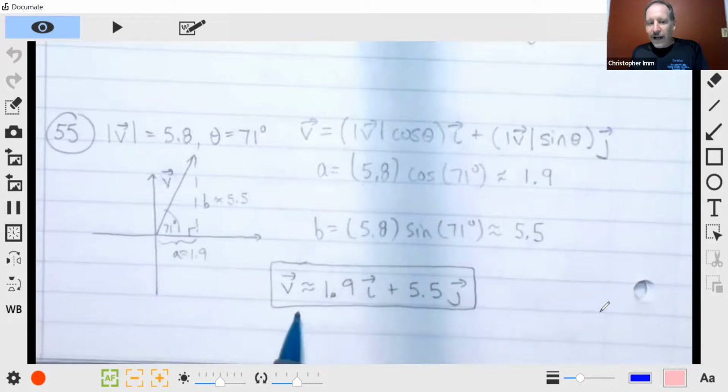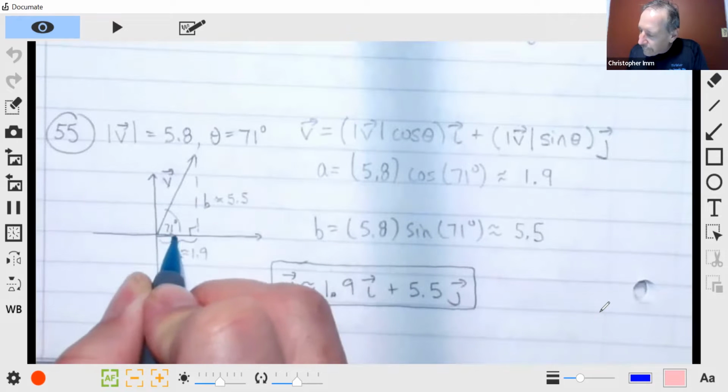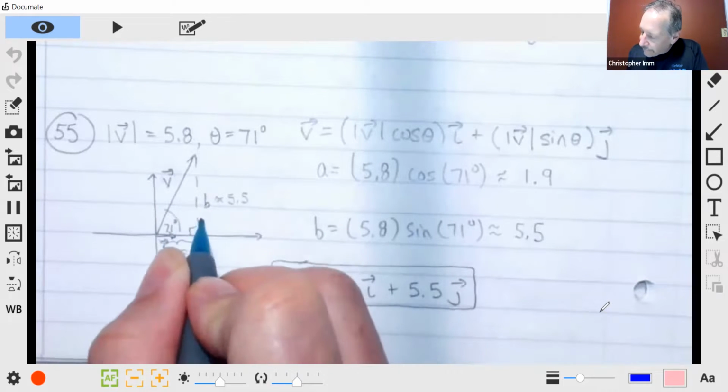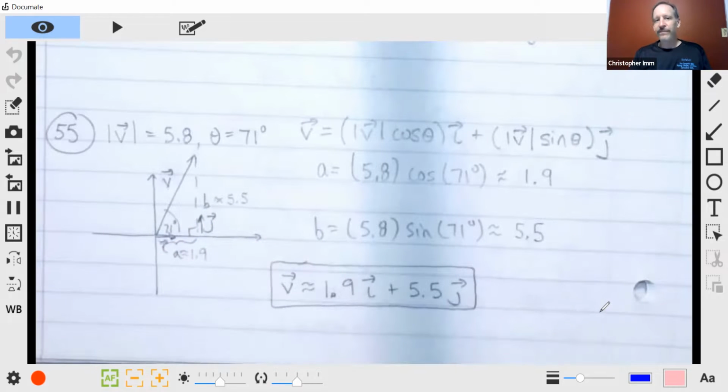So my vector in this component vector form is going to be 1.9 i. So 1.9 of these i vectors here, plus 5.5 of these j vectors here. And that's going to be my answer.